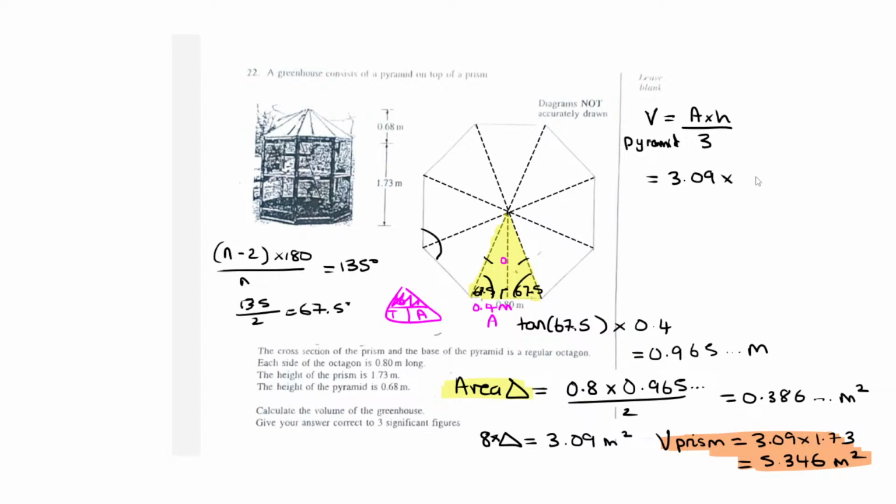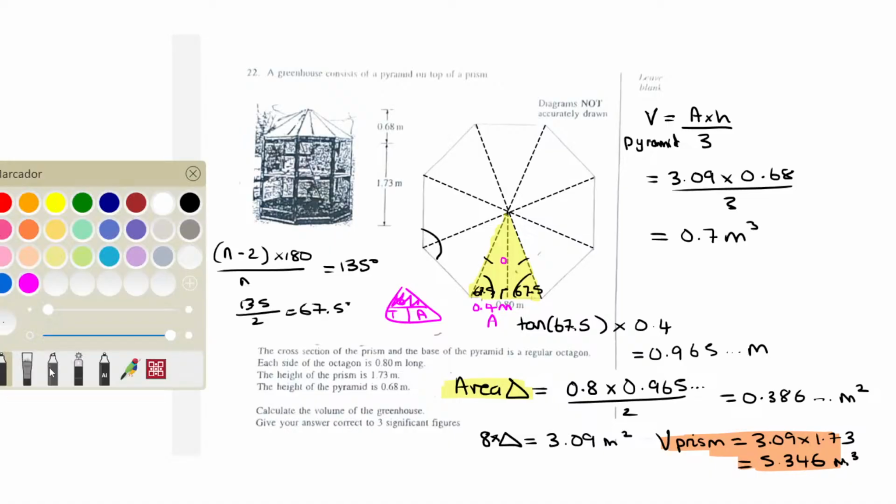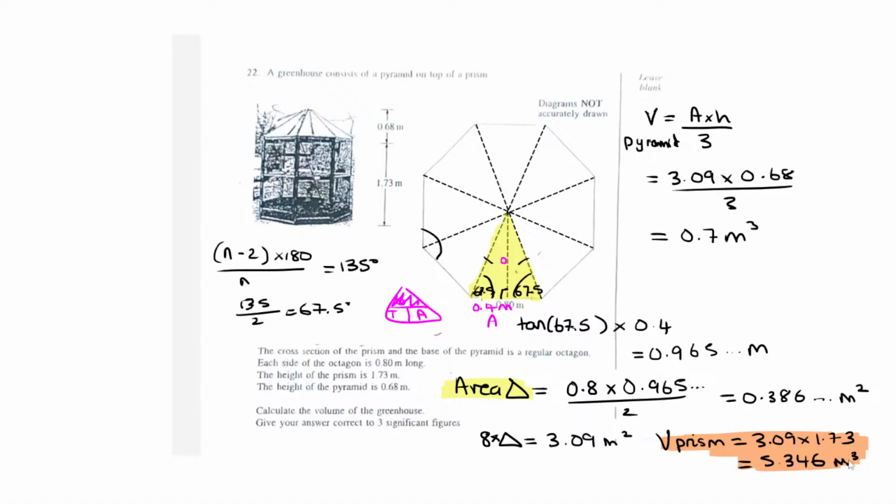Let me write that in. 3.09, which was the area, times by the height, 0.68, over 3. That gave me roughly 0.7 meters cubed. That one's meant to be meters cubed, because we are now in volume. Meters cubed, there we go. Okay, so now we're on the last bit. Volume of the pyramid. There we go.